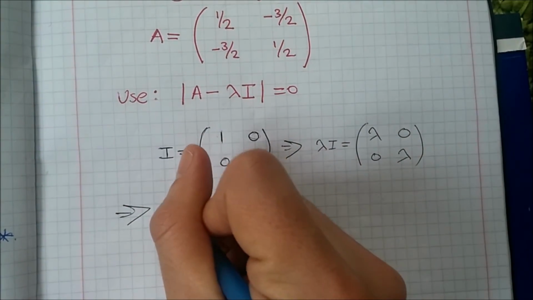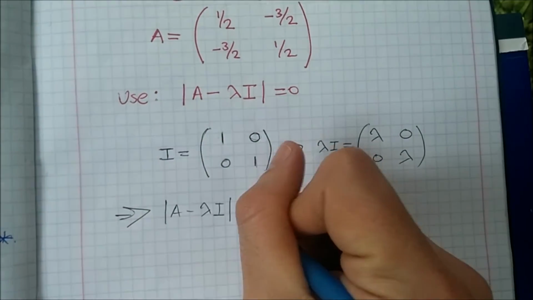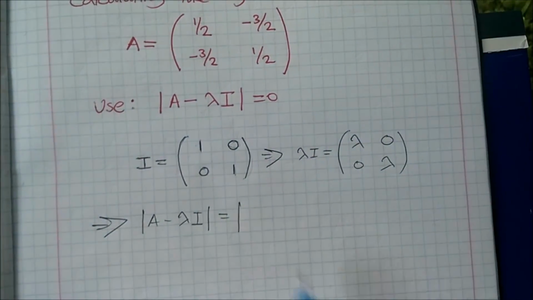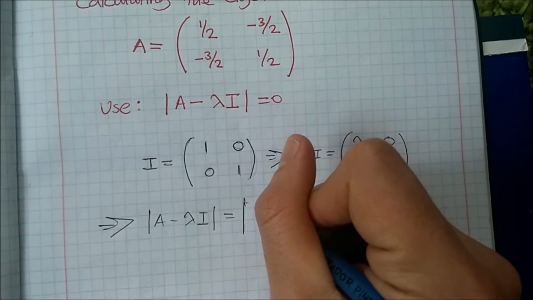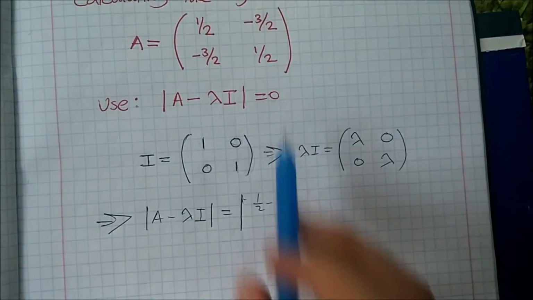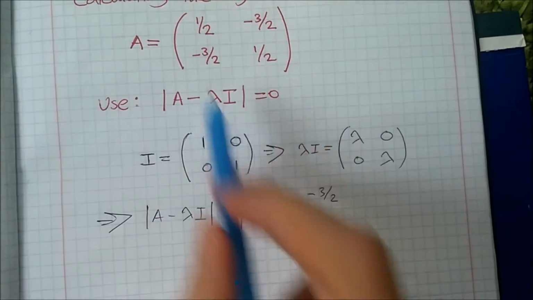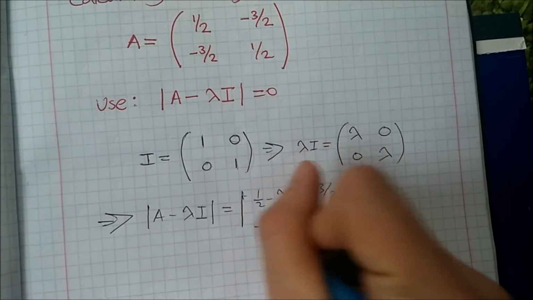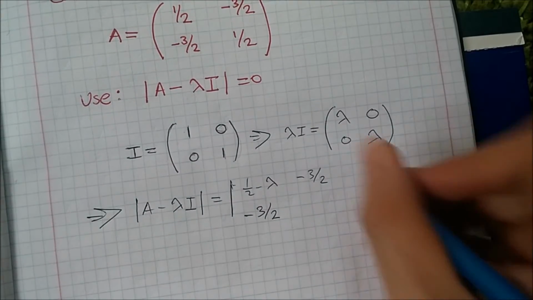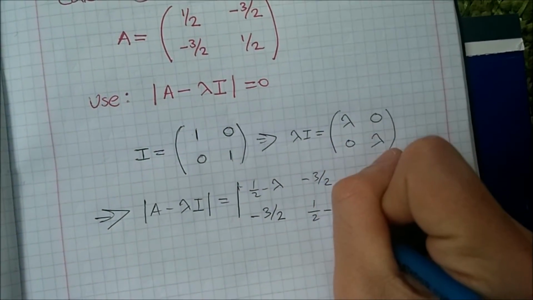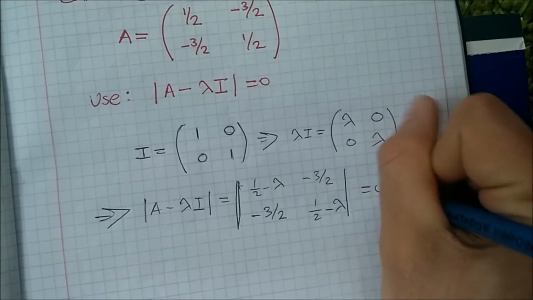So what we have is A minus lambda I, and this equals, so half take away lambda is half minus lambda, minus 3 over 2, take away 0 is minus 3 over 2, minus 3 over 2 take away 0 is once again minus 3 over 2, and then lastly half, subtract lambda, is once again half minus lambda. So now we just take the determinant of this and equate it to 0.